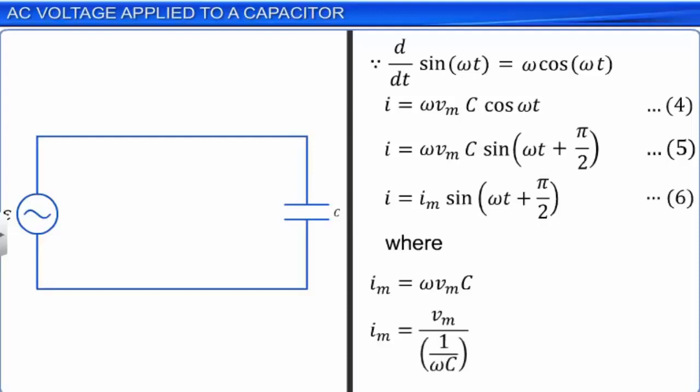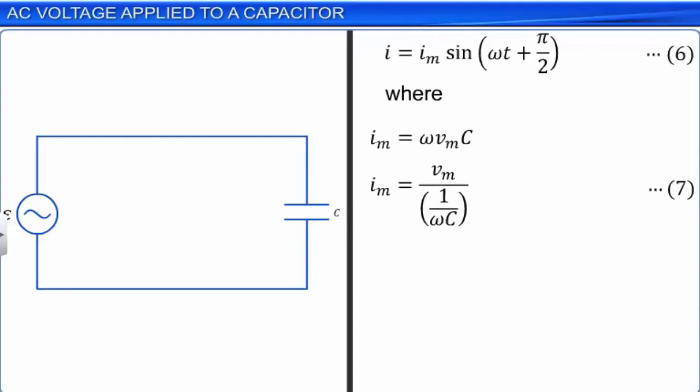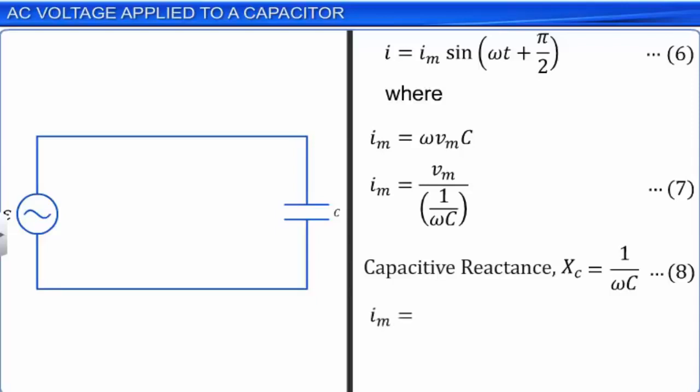Here, 1/ωC is analogous to resistance and is called capacitive reactance. Capacitive reactance is denoted by Xc. Hence, capacitive reactance is given by the inverse of the product of angular frequency, ω, and capacitance, C. Let this be equation 8. From equations 7 and 8, we get the amplitude of the current, Im, as the amplitude of the voltage, Vm, divided by the capacitive reactance, Xc.